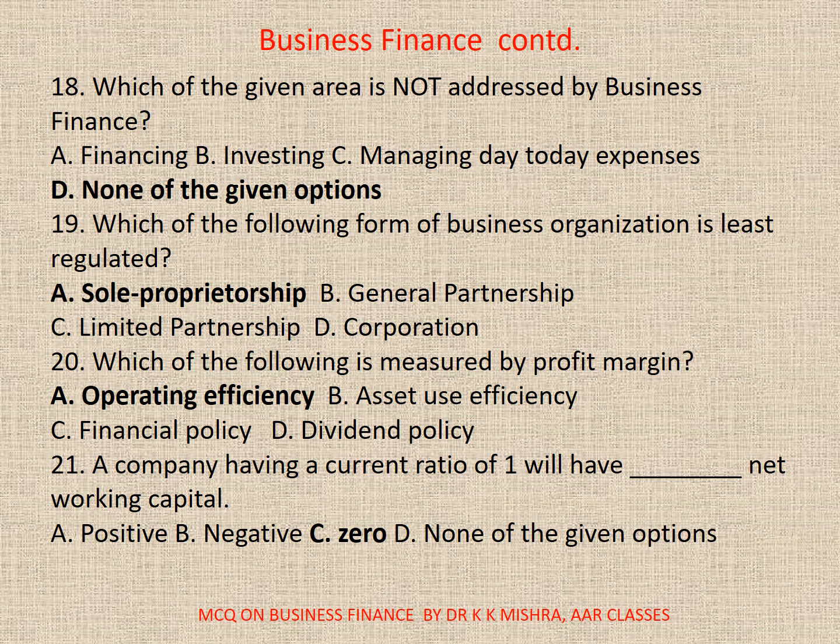Now, question number 21. A company having a current ratio of 1 will have dash net working capital. The correct option is actually 0. Here, net working capital is actually current assets minus current liabilities, CA minus CL. If current ratio is 1:1, what does it mean? It means that assets are equal to liabilities. Hence, net working capital obviously will be 0. Isn't it interesting to you?